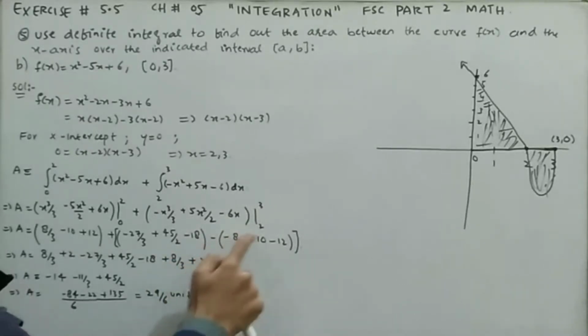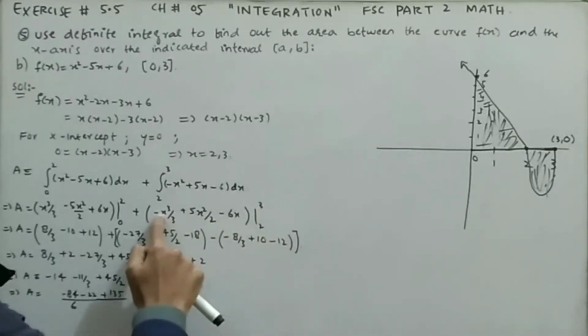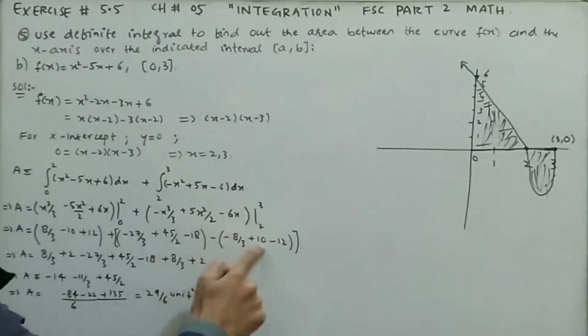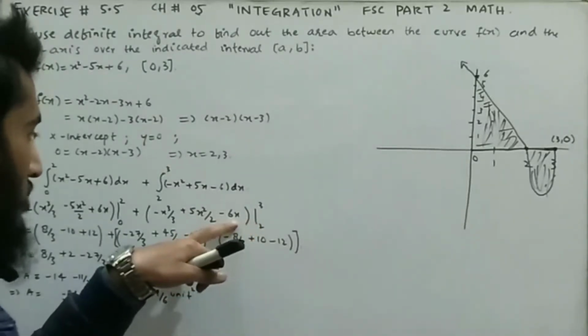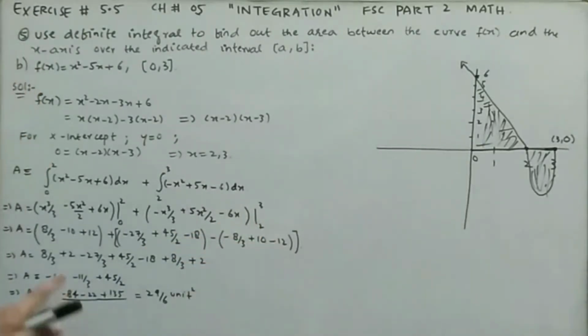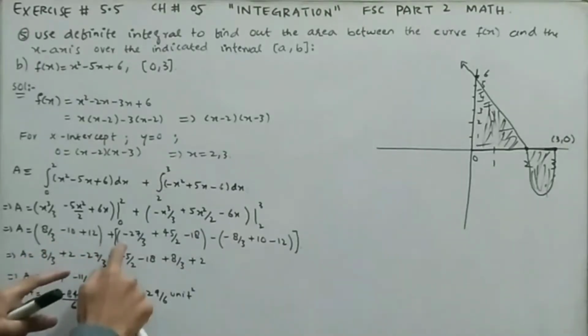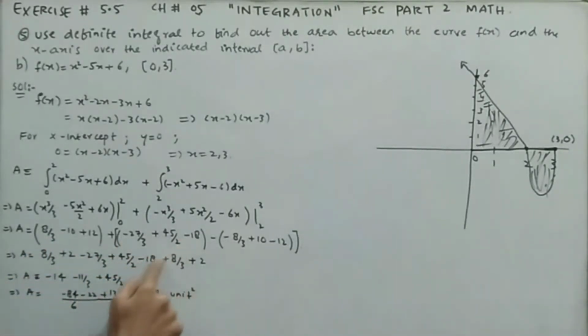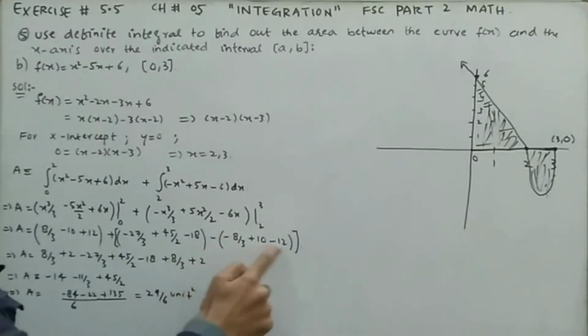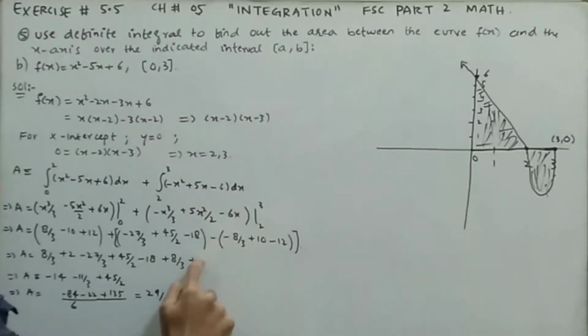Then insert the negative sign. Then 2 put over here, it becomes minus 8 by 3. Then put 2 over here, it becomes 10. Then plug in 2 in place of x, it becomes minus 12. Now it becomes 8 by 3 minus 10 plus 12, that is 2. It becomes minus 27 by 3, 45 by 2, minus 18. Minus into minus gives plus 8 by 3, 10, minus 12, minus 2. So minus 2 multiplied by minus gives plus 2. So 2 minus 18 plus 2 is minus 14.